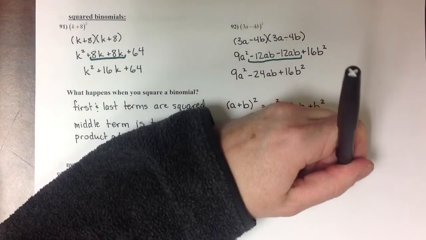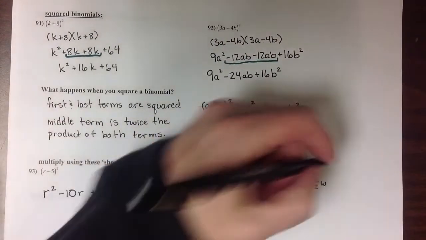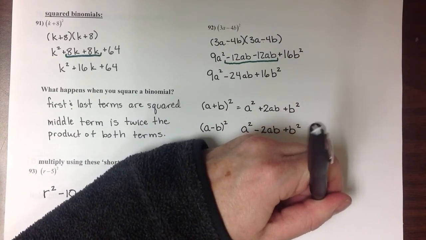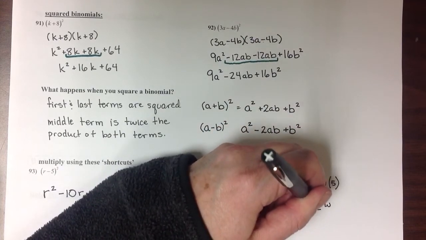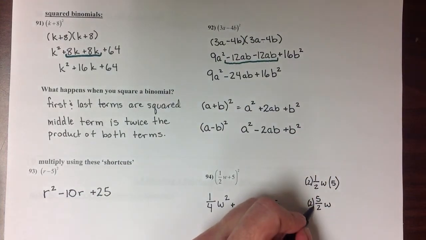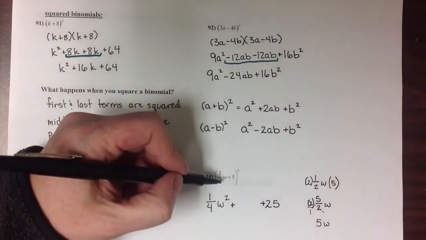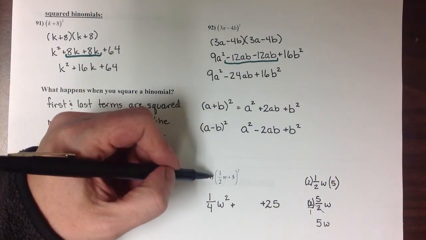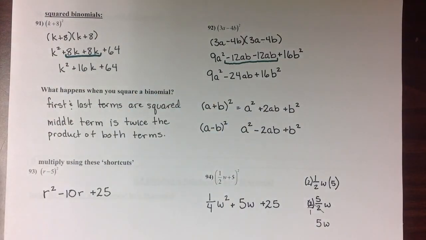I'll do that over here on the side so you can see it. 1/2 w times 5 is going to give us 5/2 w, but remember we need to double it. So when you multiply it by 2, those 2's are going to cancel out, leaving you with just 5w. So 1/2 w times 5 times 2 all simplifies down to just a 5w.